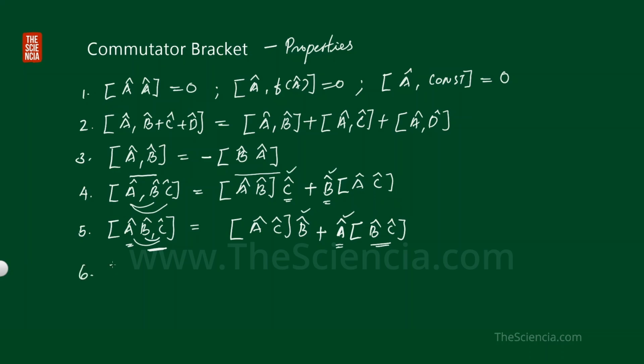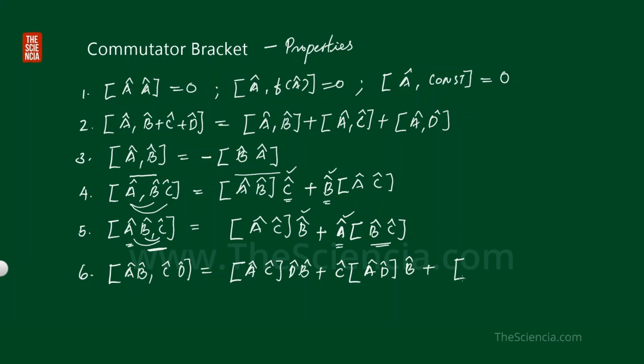Sixth property, commutator bracket AB, comma CD is equal to commutator bracket AC, DB, plus commutator bracket AD, CB, plus commutator bracket BC, AD, plus commutator bracket BD, AC.